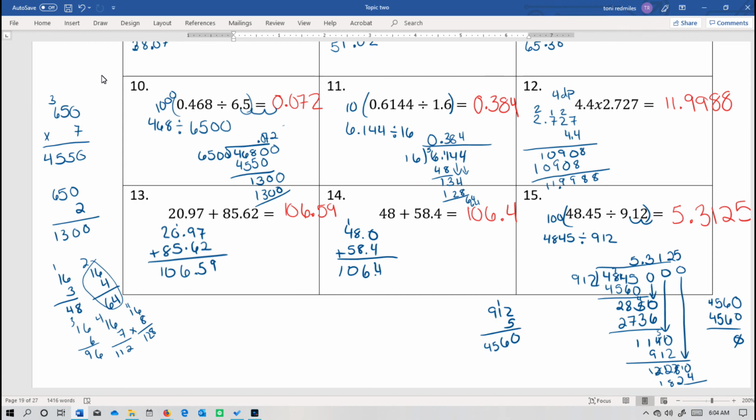Alright, so that's this worksheet. Keep doing it till you feel you've mastered it, and then I'll see you in class and we can watch the next video.